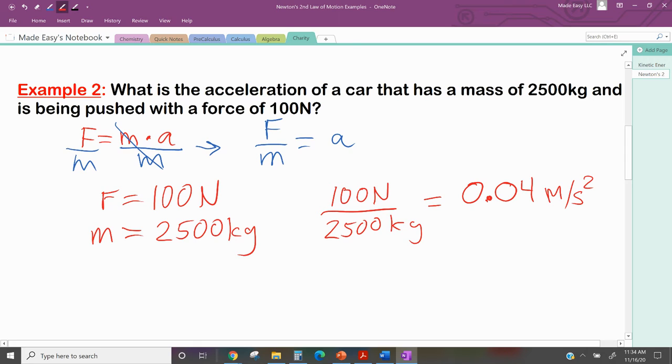Does that make sense? What is the acceleration of a car that has a mass of 2,500 kilograms? That's pretty heavy. It's being pushed with a force of 100 newtons. I think that makes sense because we're talking about a massive object that we are trying to push. So it makes sense that this would be a small acceleration.